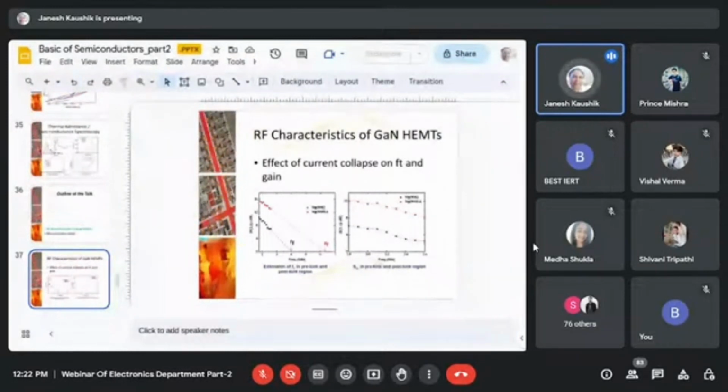But in the collapse and uncollapse conditions, there is a drastic change. So we have to calculate the amount of change in FT and gain due to the presence of current collapse, and that we have attributed to the virtual gate. This means we can quantify the FT and gain degradation due to the collapse in the RF domain.